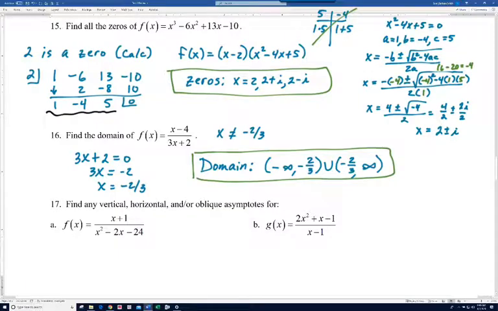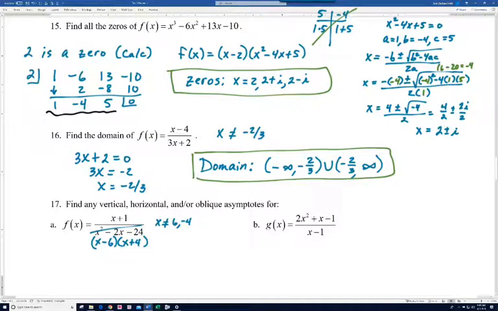All right, on number 17, you're finding vertical, horizontal, and oblique asymptotes. So on A, notice our denominator is a trinomial. It looks like we could factor this using the AC method. I'm just going to go ahead and do that. I expect everybody can factor that by now. You get x minus 6 times x plus 4. So you can see that our denominator would be 0 if x were 6 or negative 4.